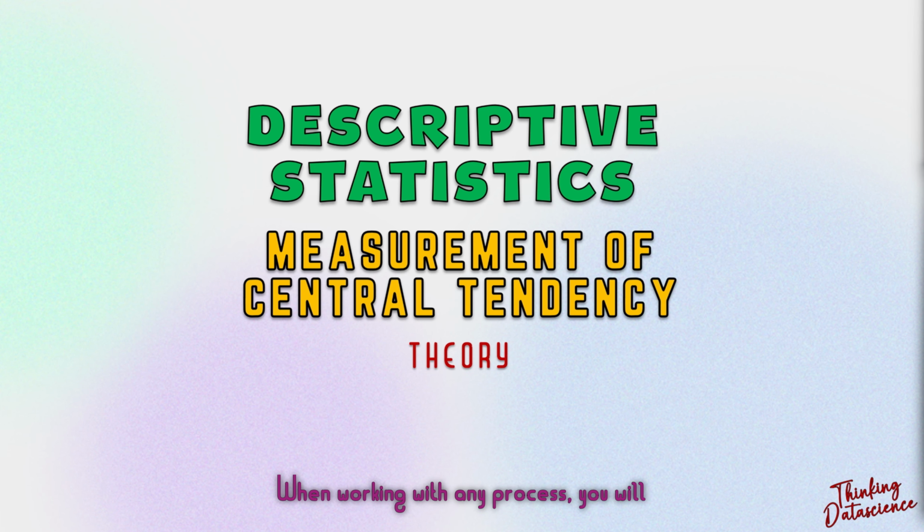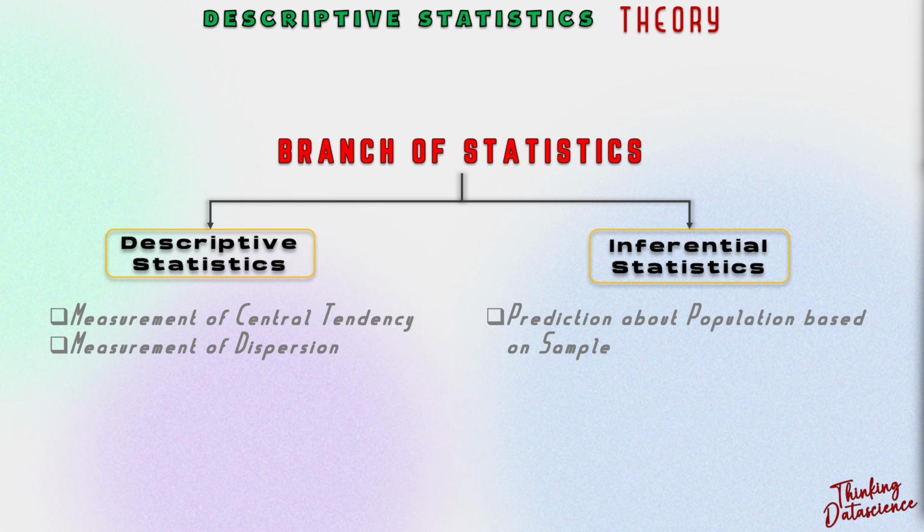When working with any process, you will inevitably encounter a large number of figures, both related to the output and input of those processes. It can be challenging to make sense of all those numbers, and that is where statistics can help. Statistics is a field comprising two main branches that aims to assist with this task. There are two types of statistics, descriptive and inferential.